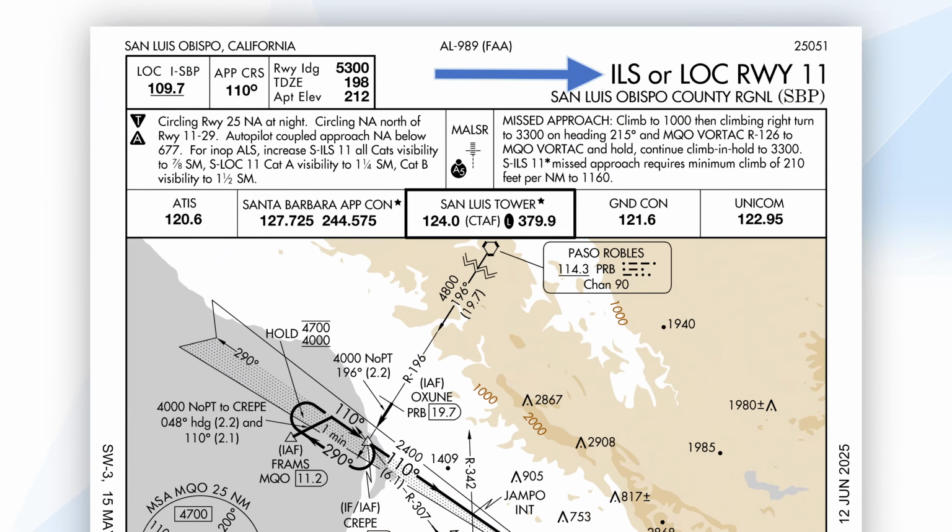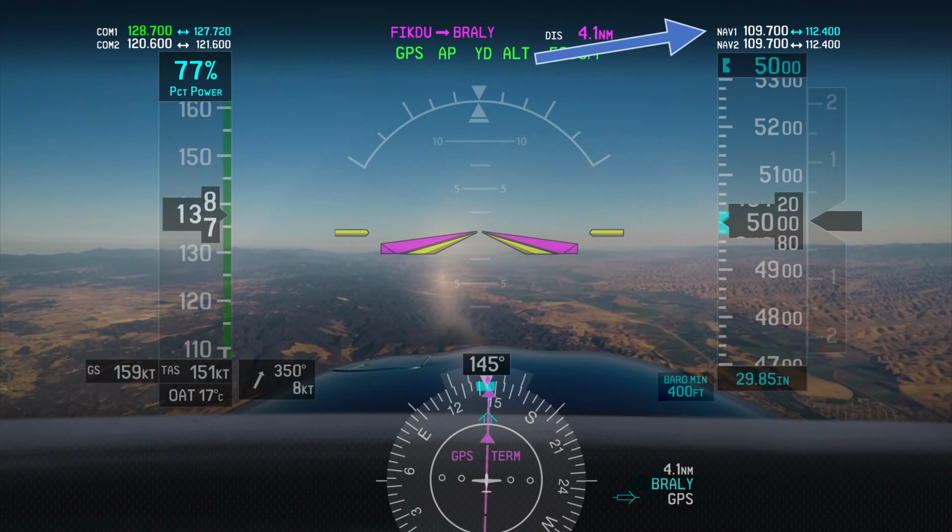We're flying the ILS runway 11 into San Luis Obispo County Regional in San Luis Obispo, California. Chart date of last revision is 25051, and we can use that number to let us know that we're both looking at the exact same chart, regardless of when it was issued. Our final approach course guidance is provided by the KSBP localizer 109.7. We already have that tuned into nav1.